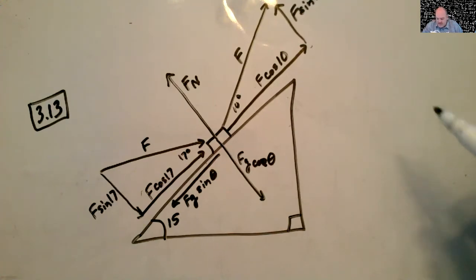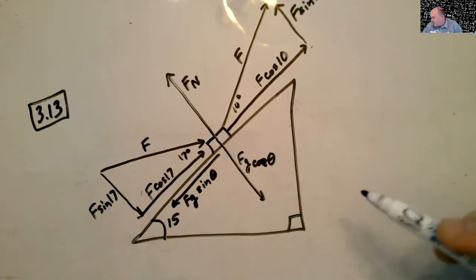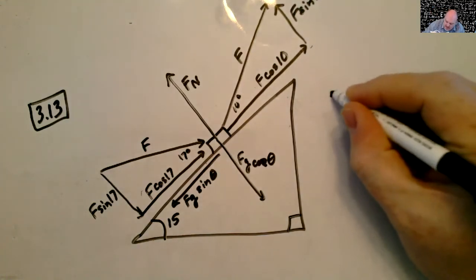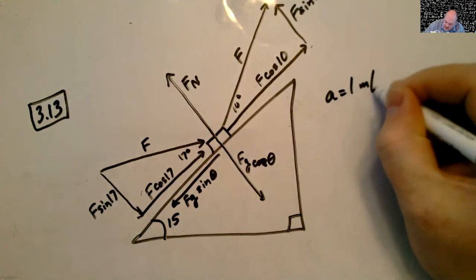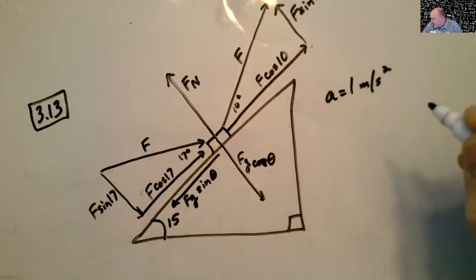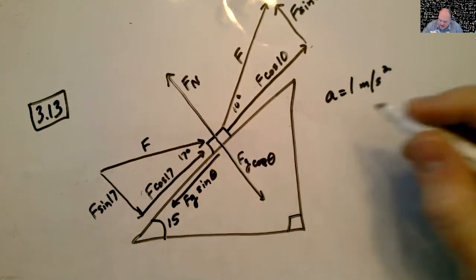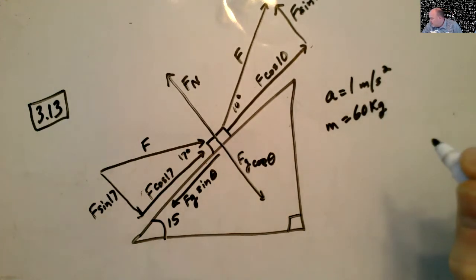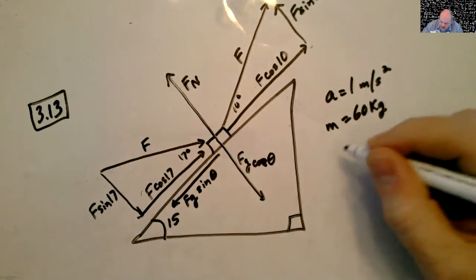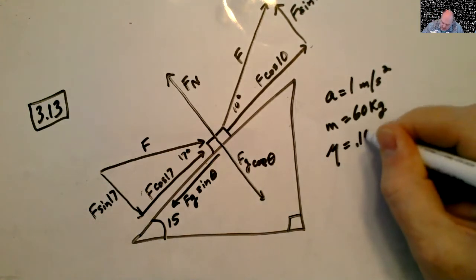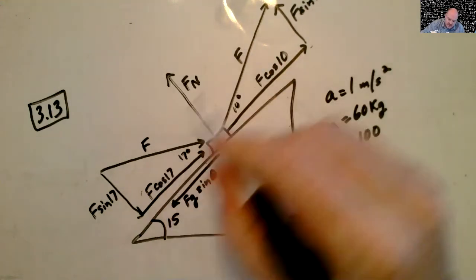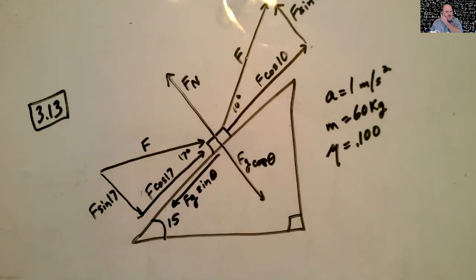So this is being accelerated upwards at a rate of 1 meter per second squared. So my acceleration is 1 meter per second squared, it says. The mass of the box is 60 kilograms. What else do we have? Mu is 0.100. And we're trying to figure out what the F's are, what the forces are right there.